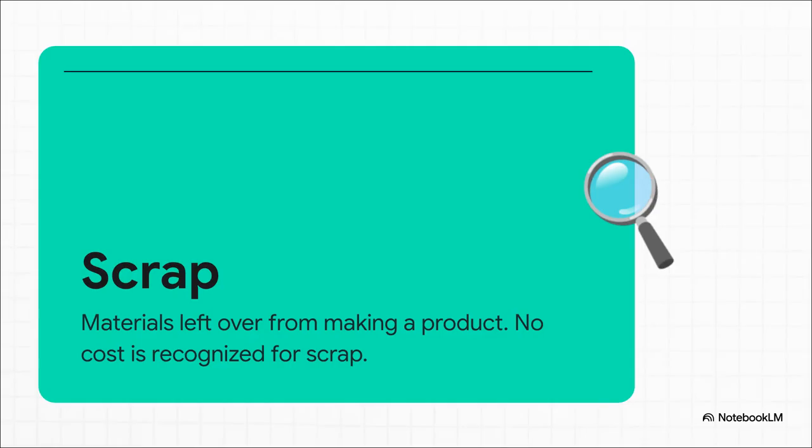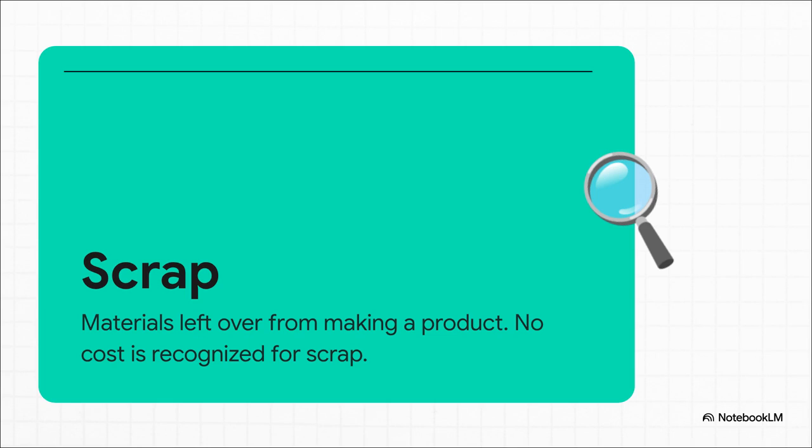All right, so let's deal with the literal leftovers. What exactly is scrap, speaking from an accounting perspective? Well, scrap simply consists of materials left over from making a product. But here is the vital differentiator you need to catch. No cost is recognized for scrap, and it is never classified as normal or abnormal.